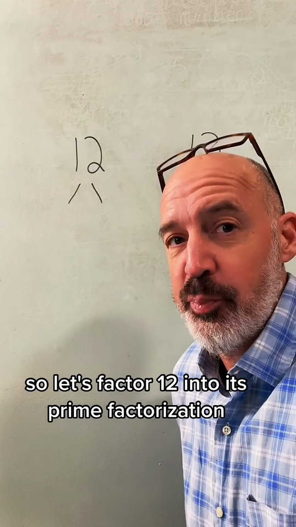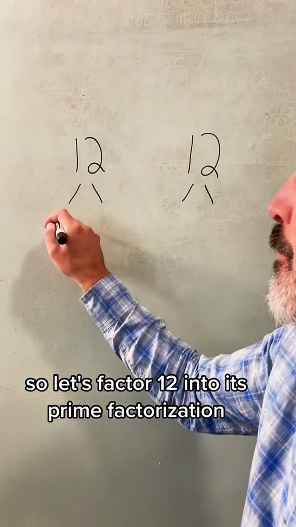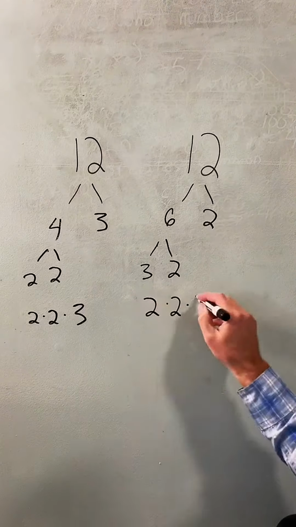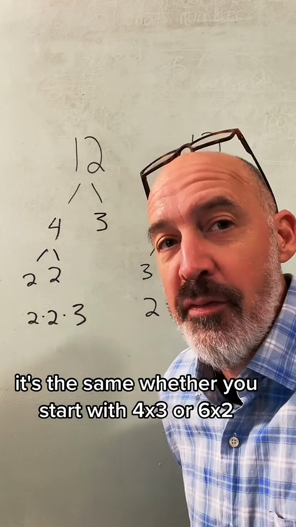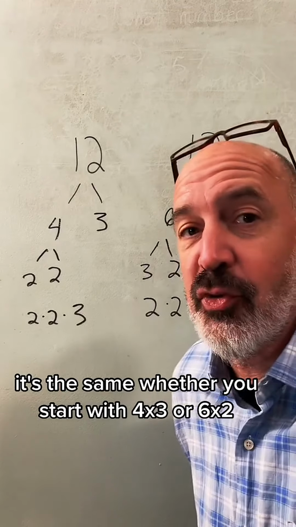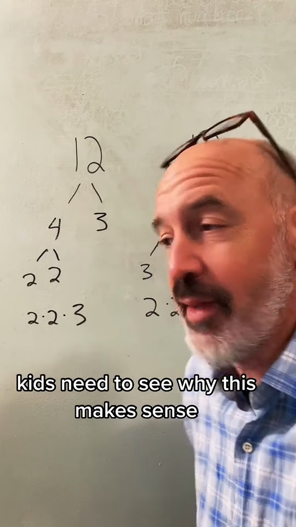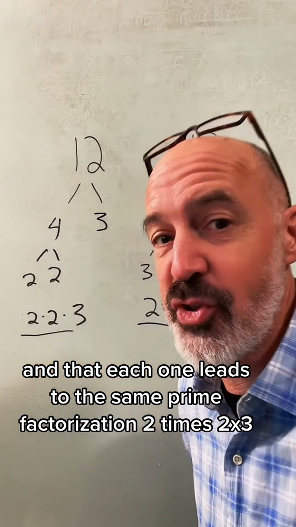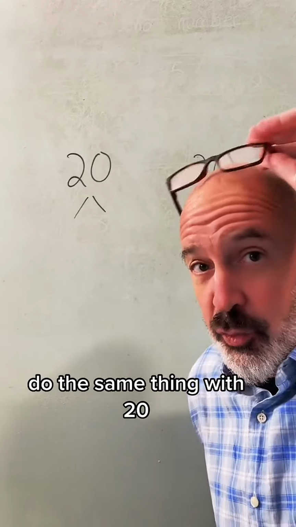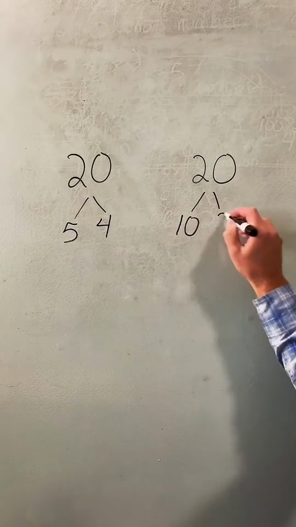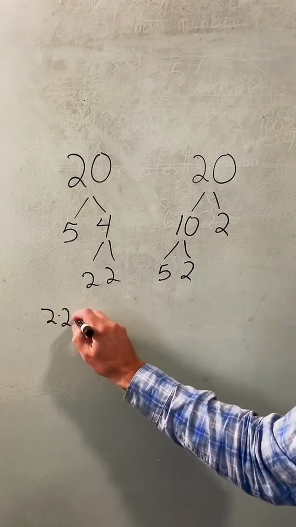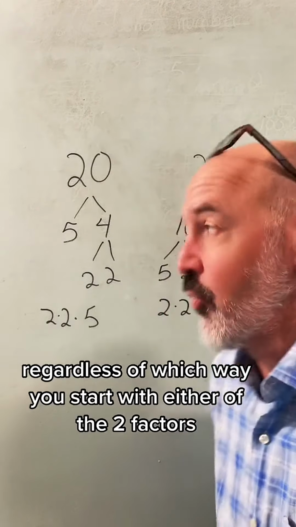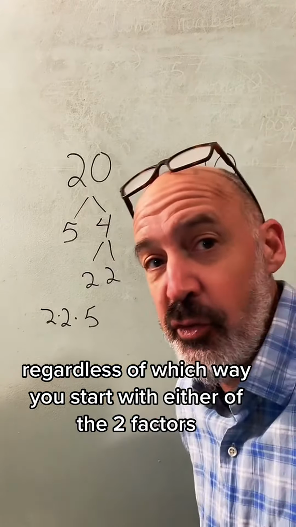Factor 12 into its prime factorization. It's the same whether you start with 4 times 3 or 6 times 2. Kids need to see why this makes sense and that each one leads to the same prime factorization, 2 times 2 times 3. Do the same thing with 20. Again, it's the same prime factorization regardless of which way you start with either of the two factors.